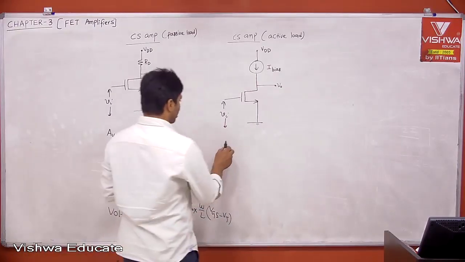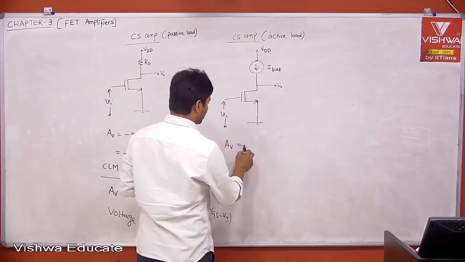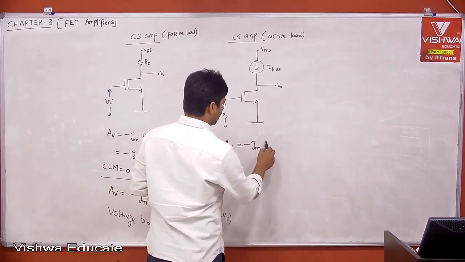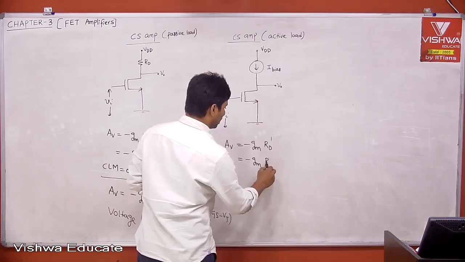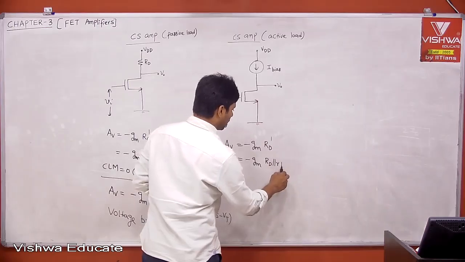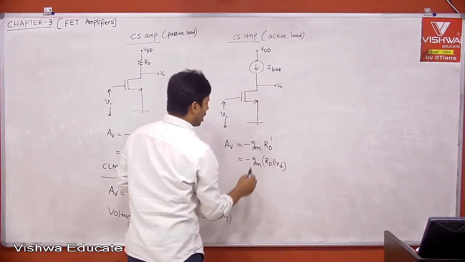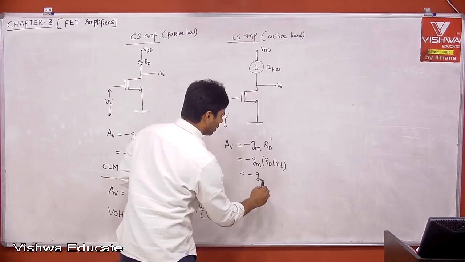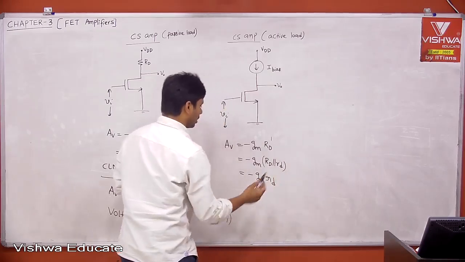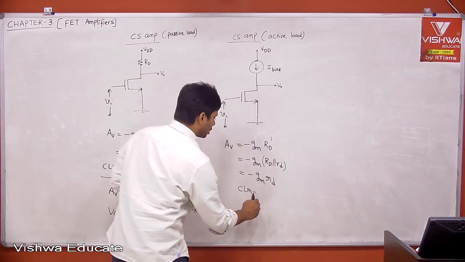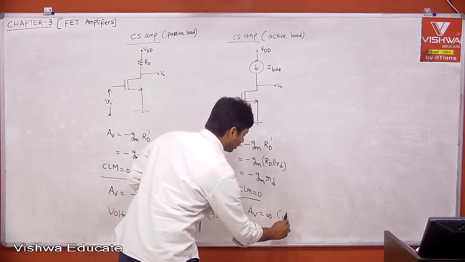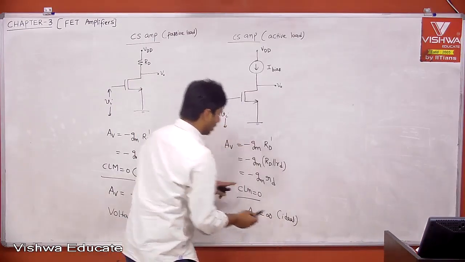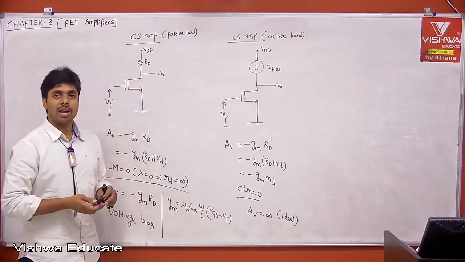Then if you ask me what is your voltage gain, your voltage gain is equal to minus GM into RD dash. What is RD dash? Minus GM into RD in parallel to small RD. But what is small RD? Small RD is infinity. Therefore, you will get just small RD. If channel length modulation is not there, then your voltage gain becomes infinity. This is the ideal scenario. But practically, this is defined with small RD, intrinsic gain.